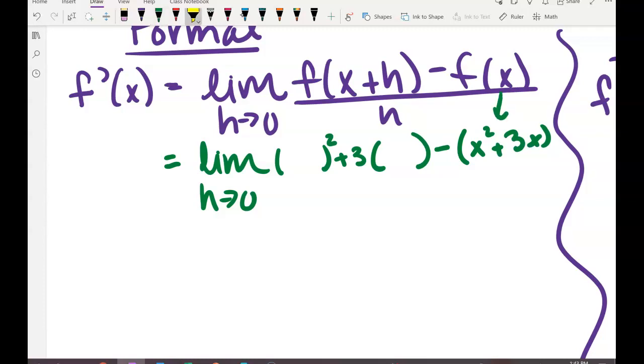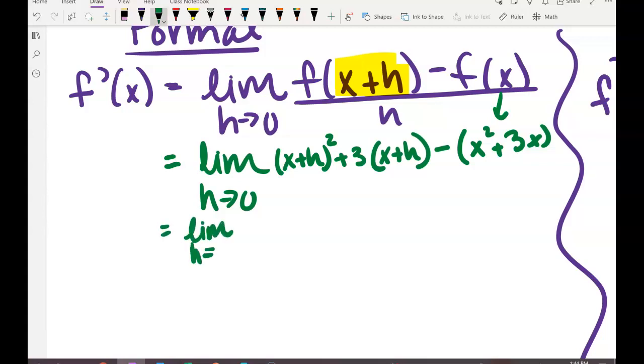This is the part where I feel like some of you are still struggling. Whenever you are evaluating f of x plus h, if you see an x in the original, you're going to put in x plus h. If there are multiple x locations, you put it in every time that you see an x in the original. Then from there, slowly FOIL that out.